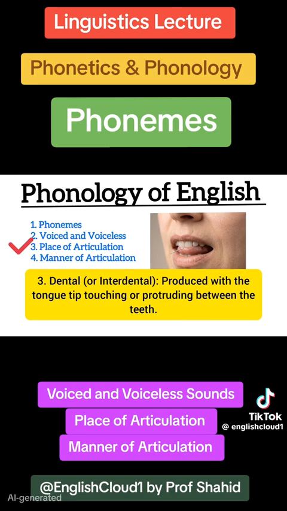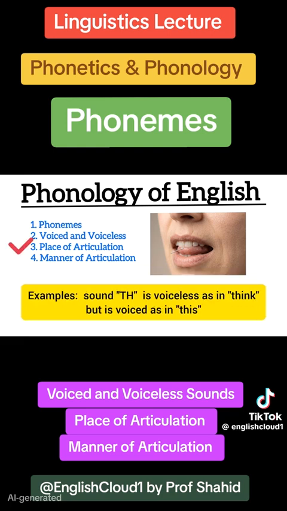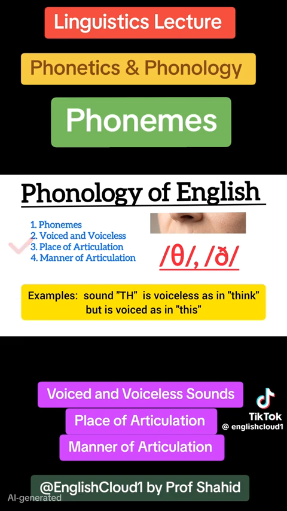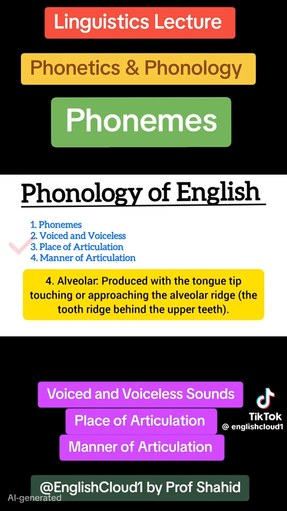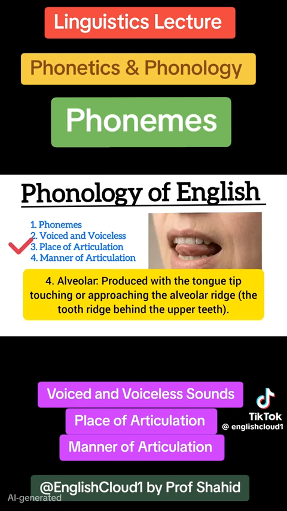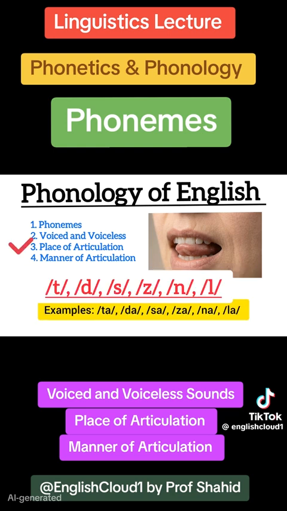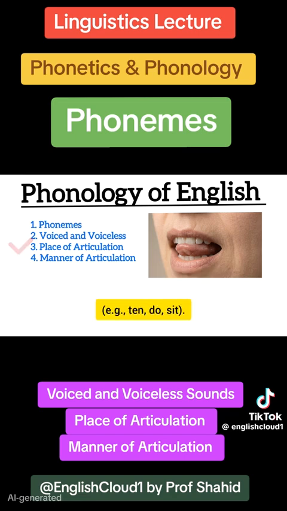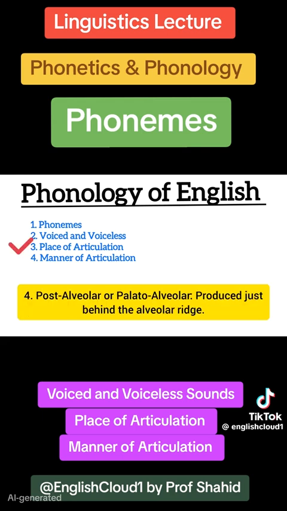3. Dental or interdental, produced with the tongue tip touching or protruding between the teeth. Examples: the sound eth is voiceless as in think, but is voiced as in this. 4. Alveolar, produced with the tongue tip touching or approaching the alveolar ridge, the tooth ridge behind the upper teeth. Examples: T, D, S, Z, N, L. Example: ten, do, sit.